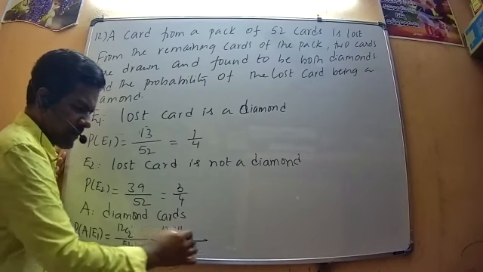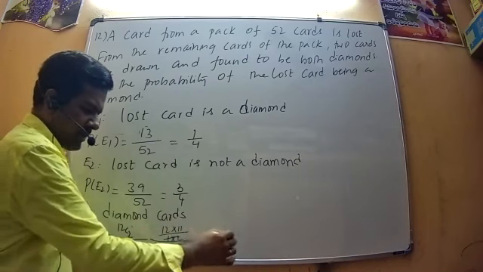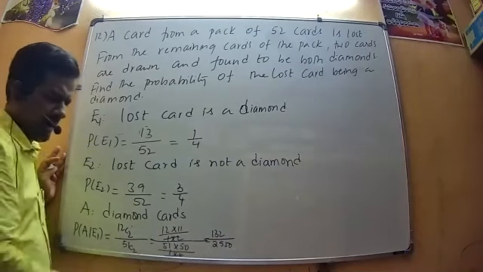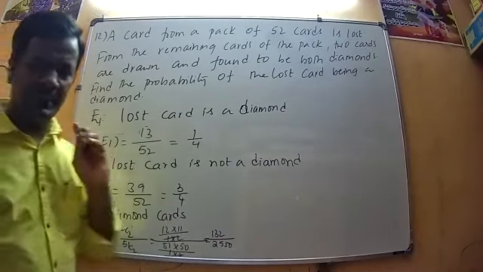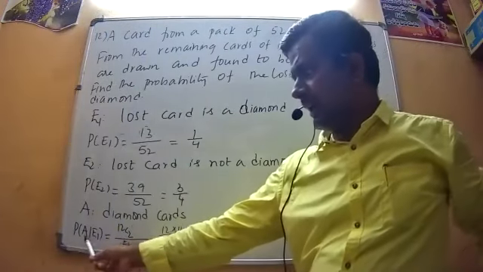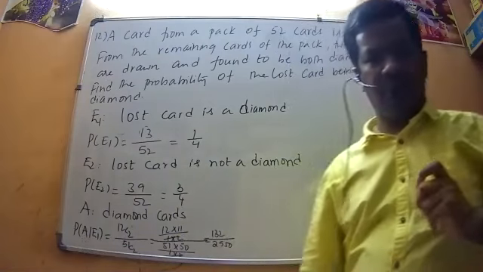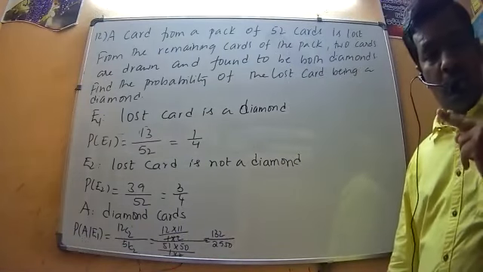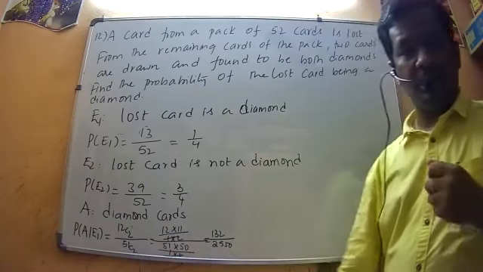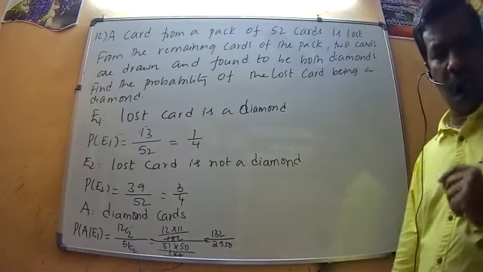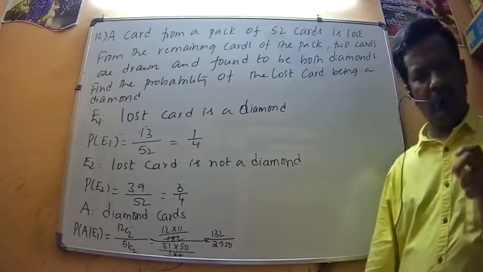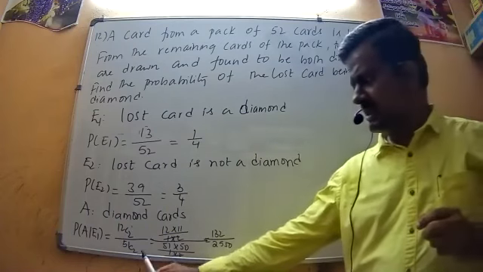If you simplify, 12 11s are 132. 51 into 50, you are going to get 2550. Or else you can retain 51 into 50 as it is. So I want to repeat once again what we are trying to do. We are trying to find P of A slash E1, the probability of drawing two diamond cards, given that the last card is a diamond. So already one card is lost among the 52. 51 will be left. From 51 you are trying to draw two cards, 51C2.